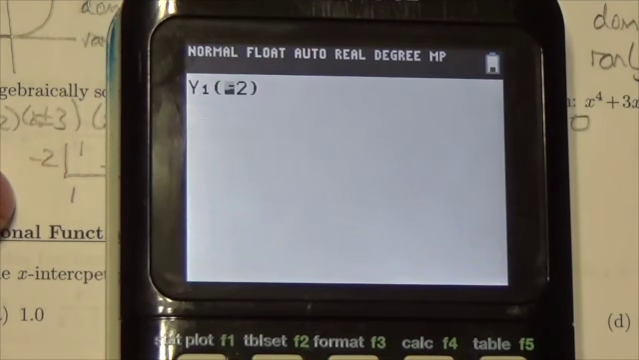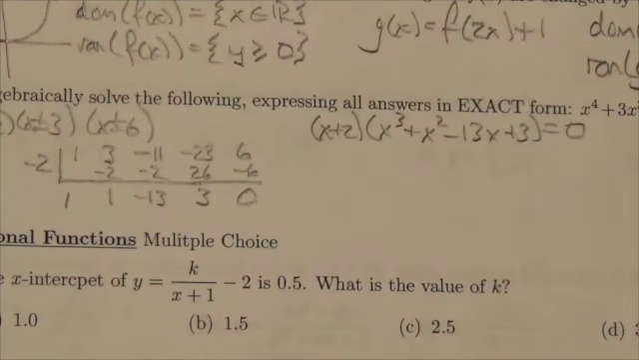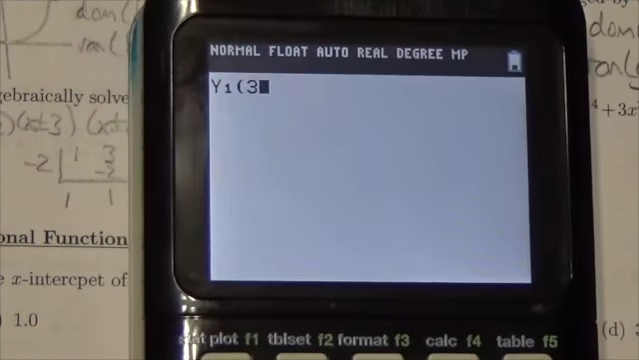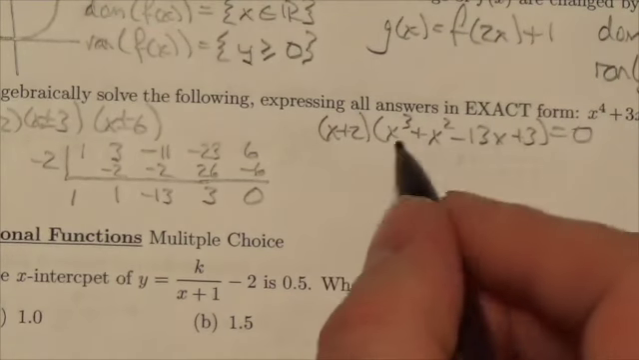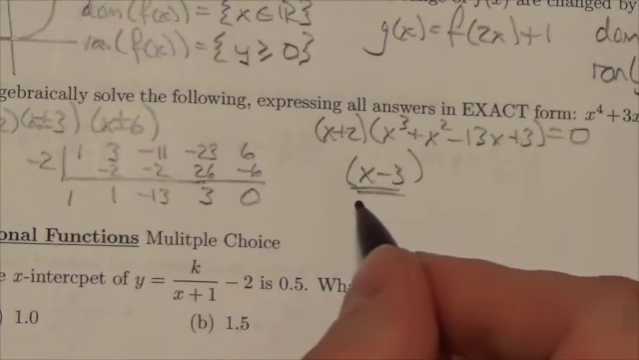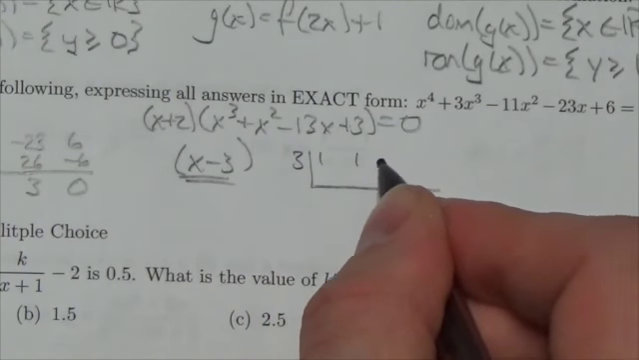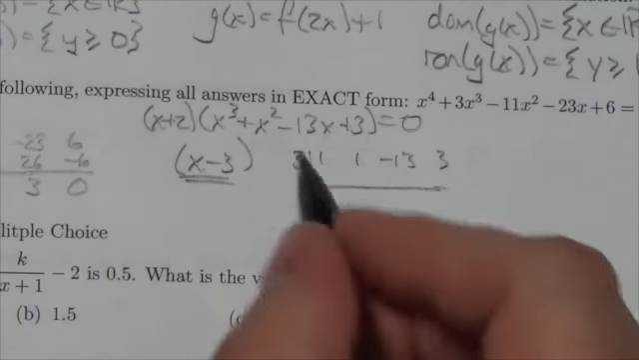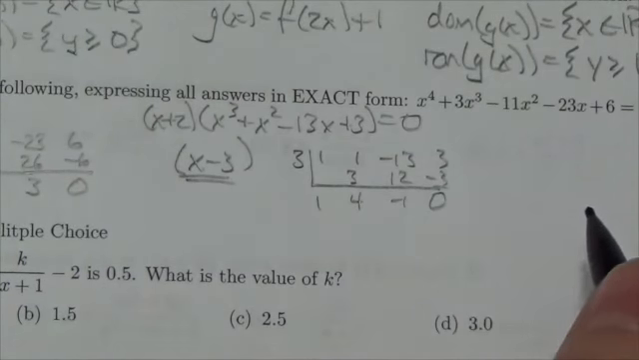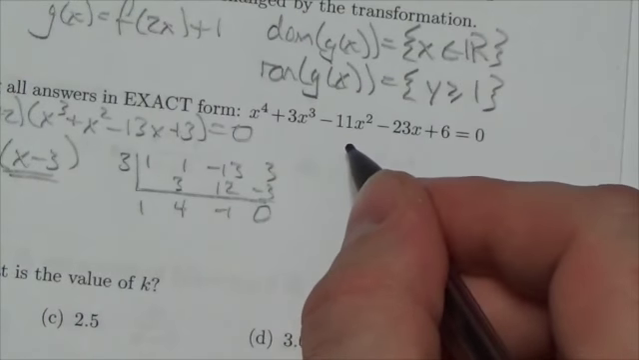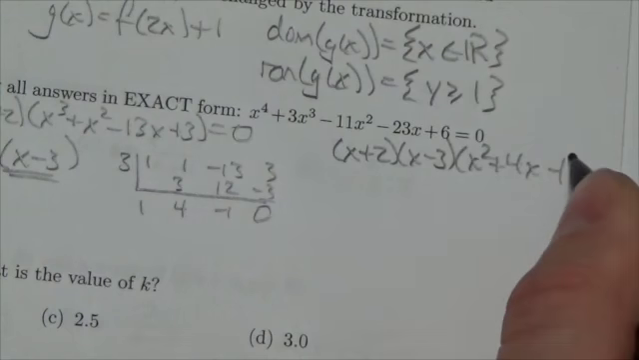But what's nice about this is that it really limits my choices, because the constant term here is just 3. So my options are plus or minus 1, plus or minus 3. Well, I've already checked plus or minus 1. So now I just plug in 3, and there it is. Falls right in my lap. So I know that one of the factors has got to be x minus 3. Now I'm going to do my synthetic division, so I'll put the 3 out front. I'm going to get 1, 1, negative 13, 3. So bring down the 1, multiply by 3, add, multiply by 3, add, multiply by 3, add. Now I've got this worked down to x plus 2, x minus 3, times x squared plus 4x minus 1 equals 0.